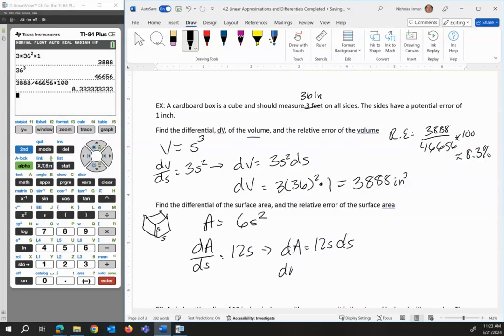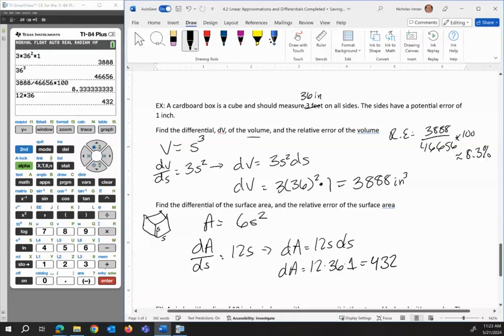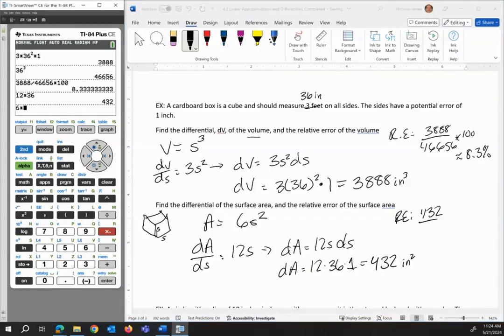Now we know that the side length is supposed to be 36 inches. And we think our ds, how much we might be off of, is 1 inch. So 12 times 36 times 1. We might have an error of around 432 square inches. Now, what is that in terms of our relative error? Well, we take that 432 and we divide by the approximate area. So 6 times 36 squared.